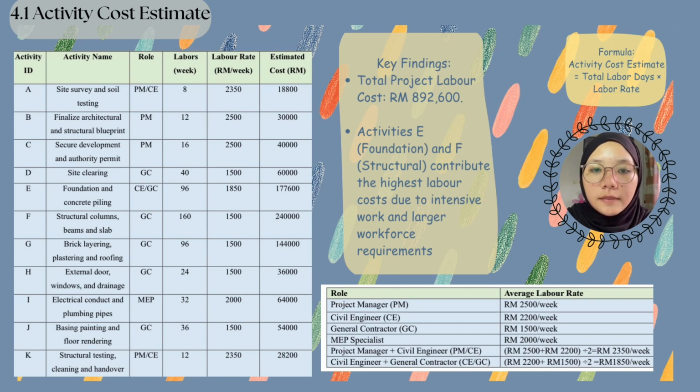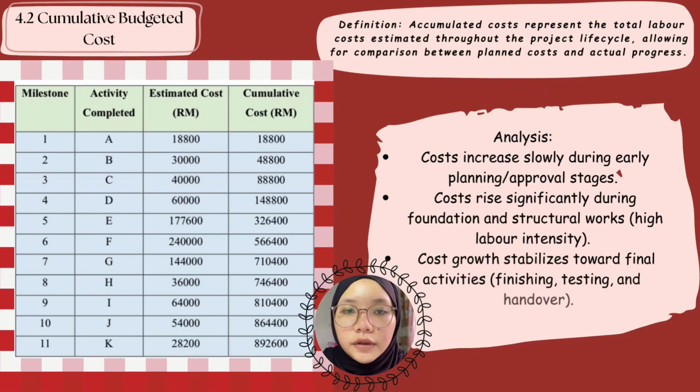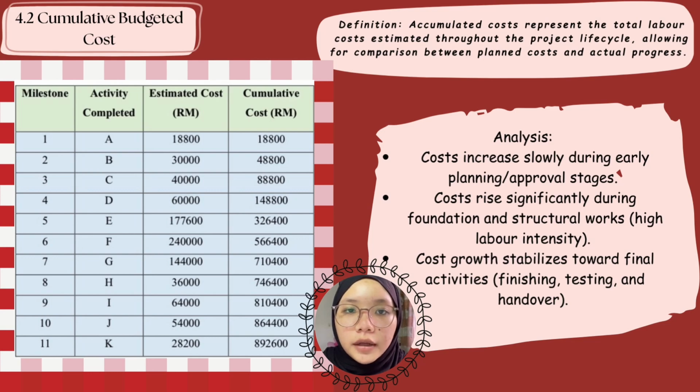In the table provided, we track our cumulative costs. By accumulating these expenses over the project life cycle, we gain the clear tools for comparing planned costs against the actual progress. Our analysis showed that costs start slow during initial planning, rise significantly during the structural phases, and finally stabilize toward the end during testing and handover.